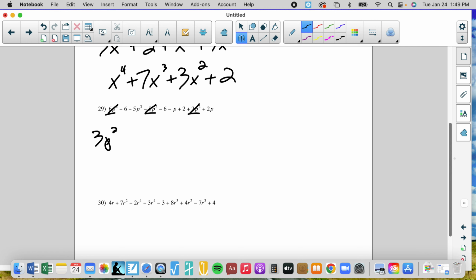Cross them out so I don't redo them. I have a constant, and a constant. So negative 6 and negative 6 is negative 12 plus 2 is negative 10. Very efficient way of doing this. We have p to the third. That's it. So negative 5p to the third. There's no pairing. And then I have negative p and positive 2p, which gives me p.